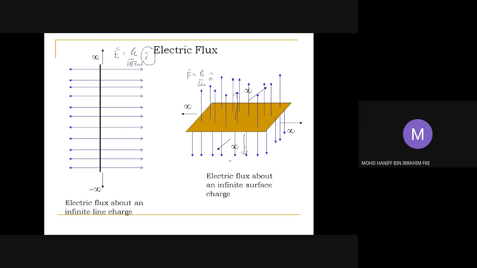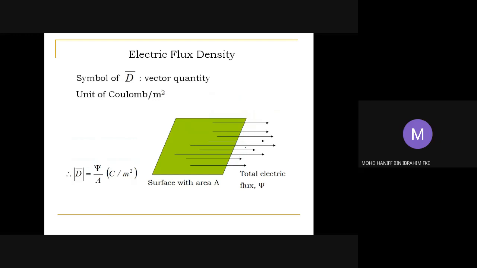Okay, then this is the concept of flux. Is there any question about the concept of flux? No? Okay, so let us proceed further.